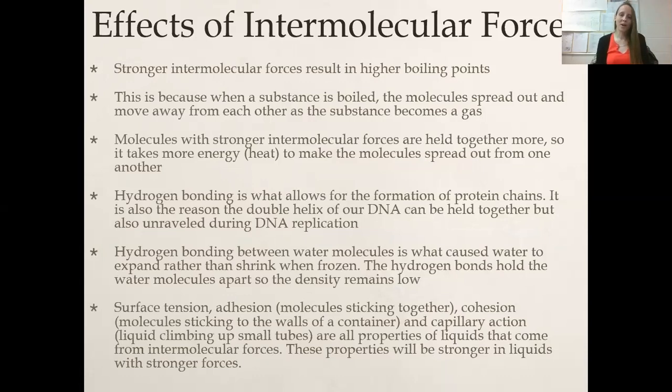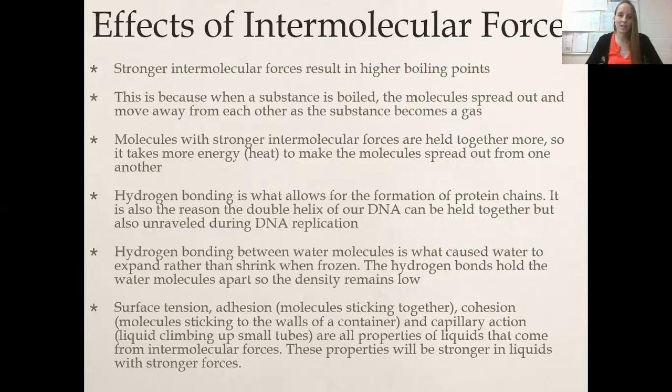However, if you need to boil an ionic substance, you need to actually break the ionic bond. So it's much harder to break an ionic bond than it is to break these intermolecular forces. And that's why ionic substances have much higher boiling points than covalent substances. Because with ionic compounds, if you boil them, you have to break the intramolecular bond, the ionic bond. If you're boiling covalent substances, you don't touch that intramolecular bond, you only break the intermolecular bonds or forces, which is much easier.